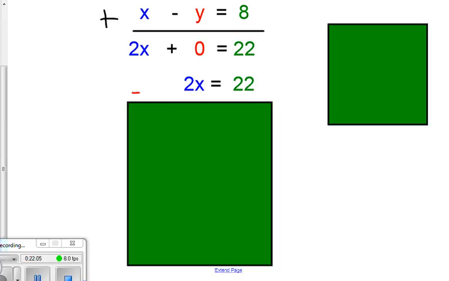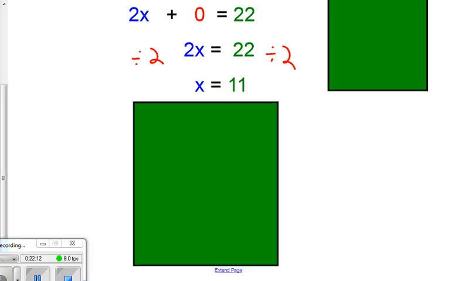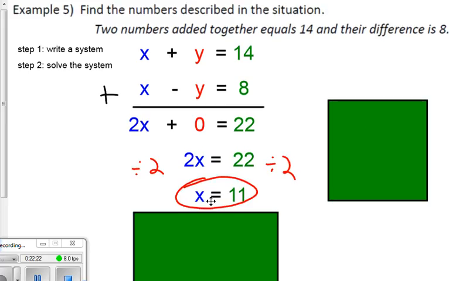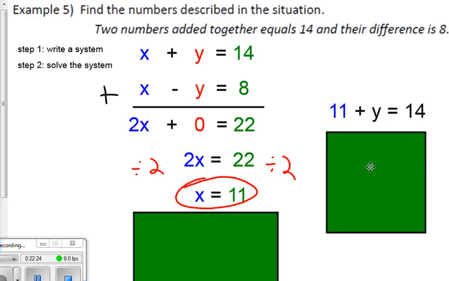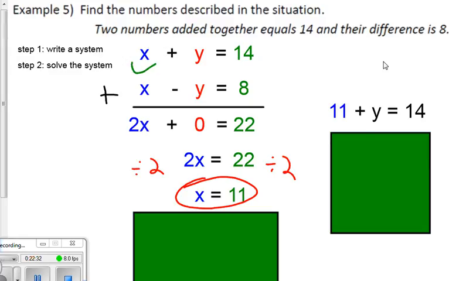To get rid of that 2, I'm just going to divide both sides of my equation by 2. 2x divided by 2 is just x. 22 divided by 2 is 11. So x equals 11. That's one of our numbers. We need to find the other number, though, so we need to plug that into one of our original equations. So I'm going to plug it into that first one. Instead of saying x plus y equals 14, over here I'm calling it 11, because I know x has to be 11. So 11 plus y equals 14.